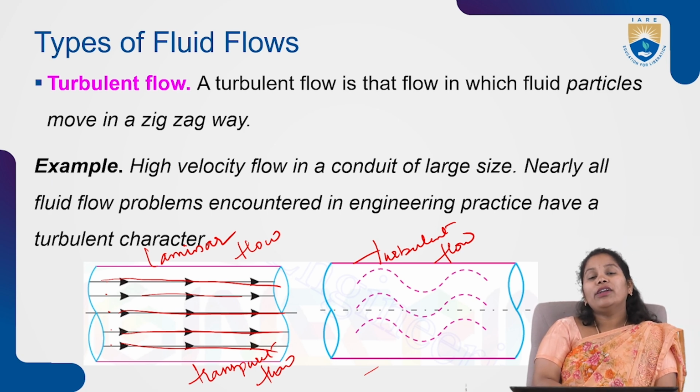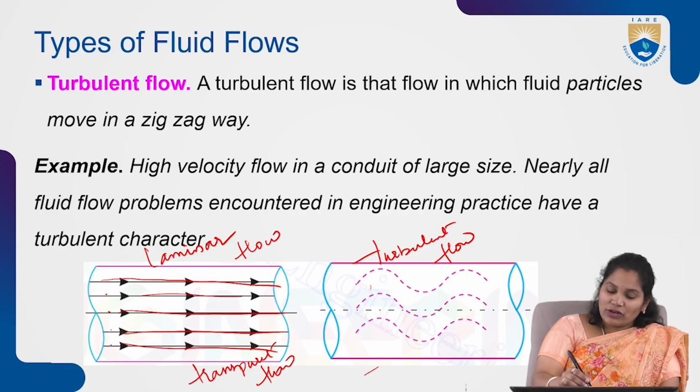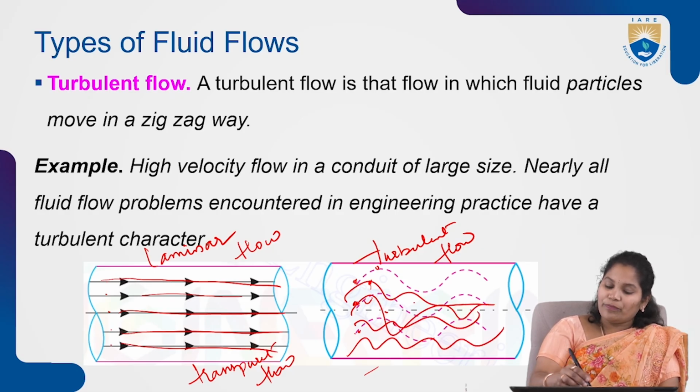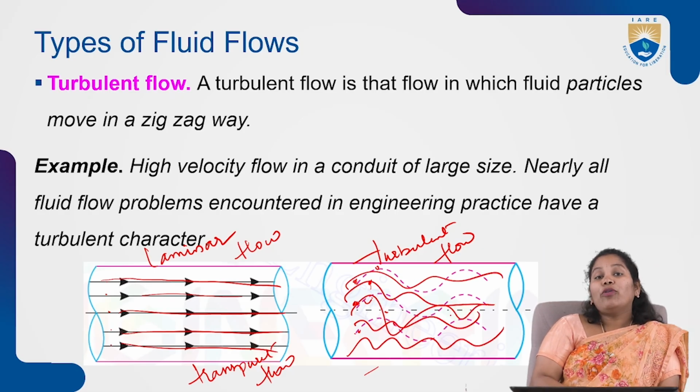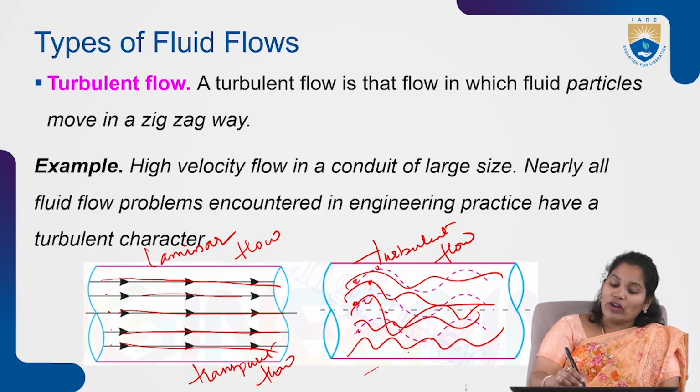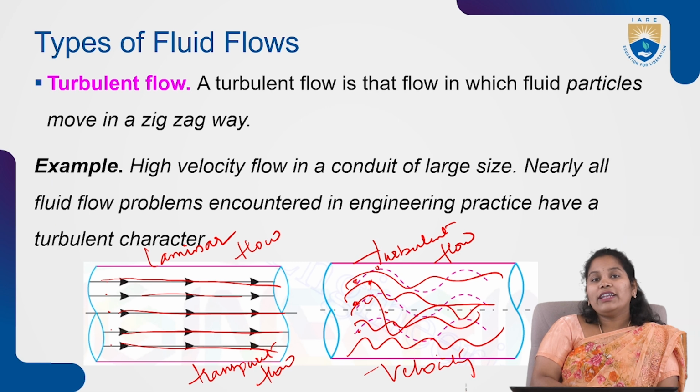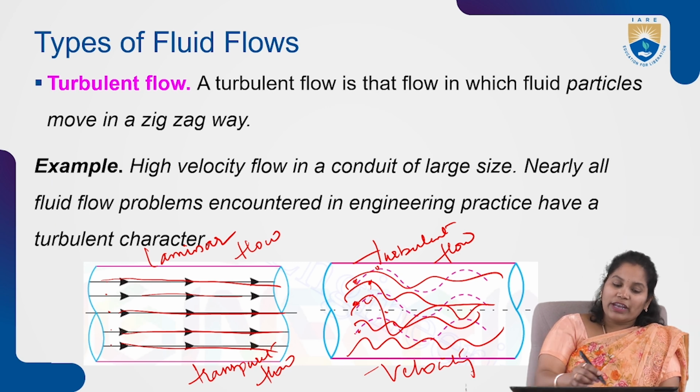But coming to turbulent flow, the particles are jumping from one place to another place. Particles are disturbing the other particles. This particle jumping to here, this particle here. All zigzag flow we see here. Why do we see this type of flow? Because of the high velocity, because of the increase in the velocity of the flow, right? This type of flow we see.